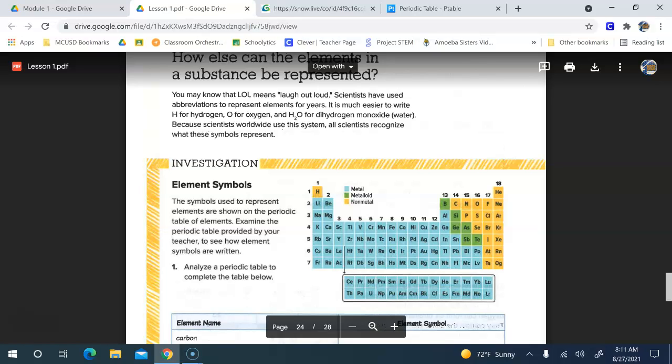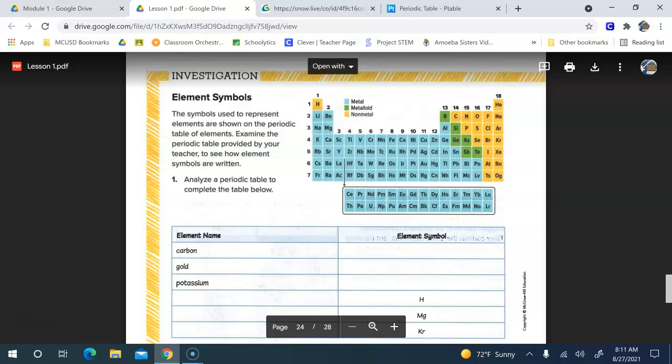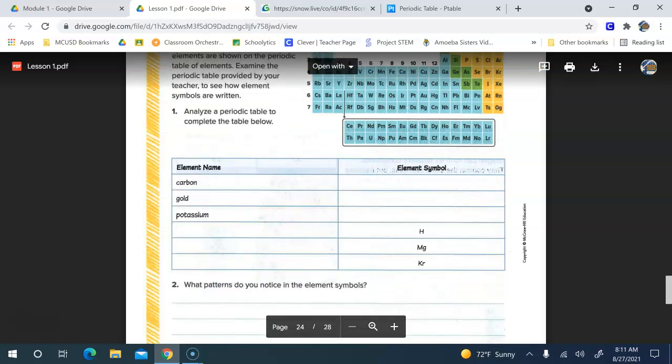So this investigation is about understanding that there are symbols for each element. Please read the paragraph at the top of the page. So here, this is a very simple periodic table. You are going to use a different periodic table to answer the questions below. I have put one on the classroom, which I prefer. I also assigned the McGraw-Hill one. But if you look on your classroom stream, you will see that I included a periodic table.